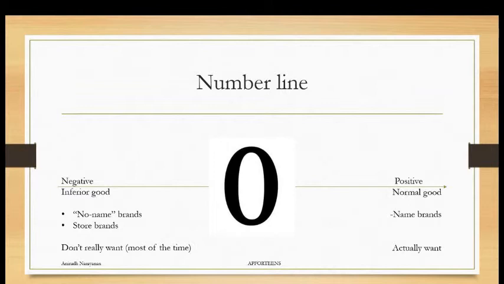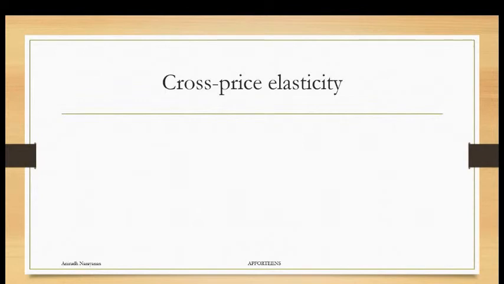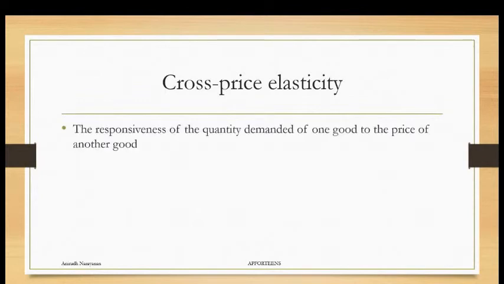Alright, so I bet your head at this point is reeling with pictures of formulas and elasticity, so naturally you're going to think about rubber bands bouncing around. So you'll be happy to find out that there's actually only one more elasticity left. Then you're going to have to master the elasticity. Let's discuss that now. That final elasticity is called cross-price elasticity. Now this one measures the responsiveness of the quantity demanded of one good to the price of another good.